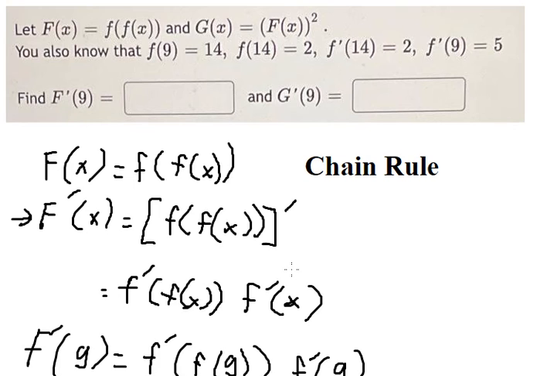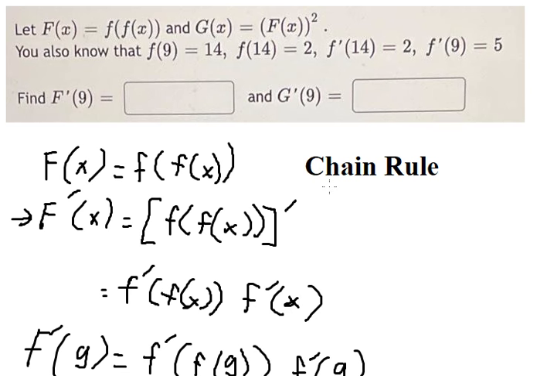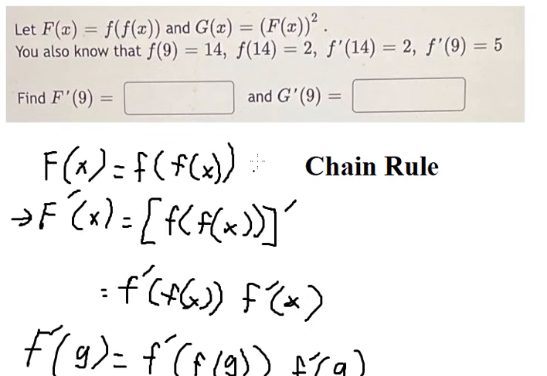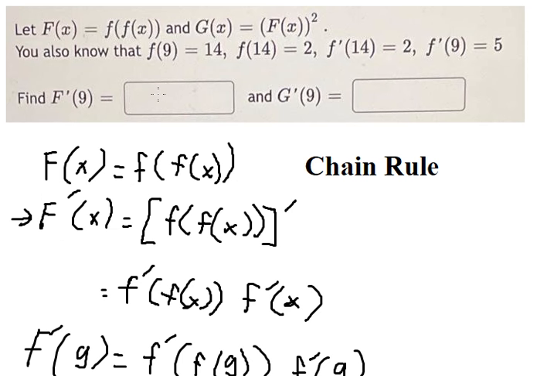So f of number 9, that is about 14. This one, first derivative of f at s equals to number 9, that is about number 5. So I will put number 5 in here. And this one, that is about this one. So we have number 2. And we have number 10. So I will put number 10 in here.